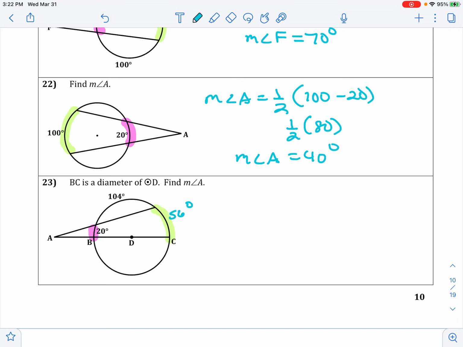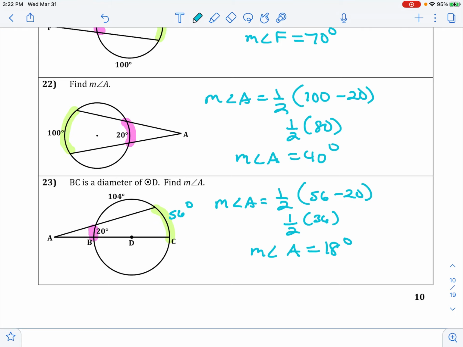So sometimes you have to work out the arc that you need first before we go to the rule. So now, since A is outside the circle, we need half the difference of the arcs. So we're going to take 56 minus 20, which is 36, which means measure of angle A equals 18 degrees. So we have some good examples there of the different places the vertex could be.